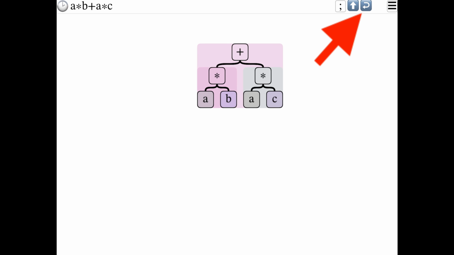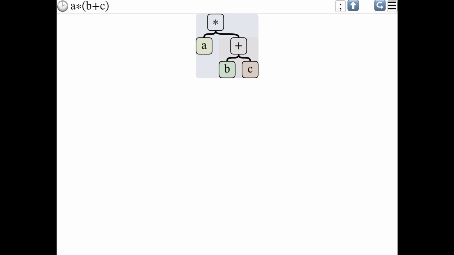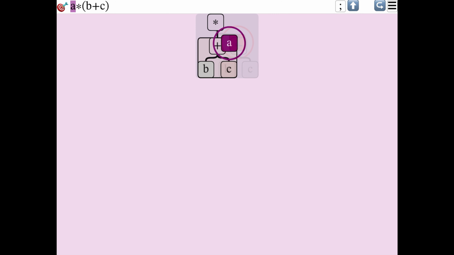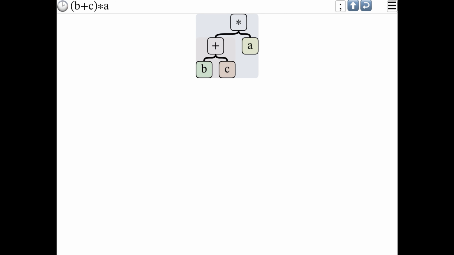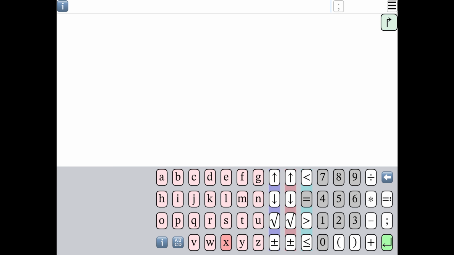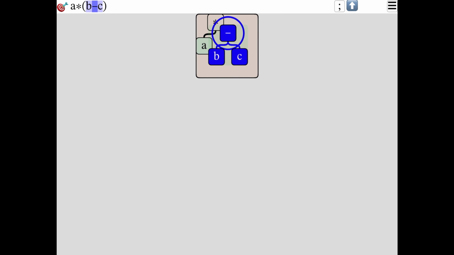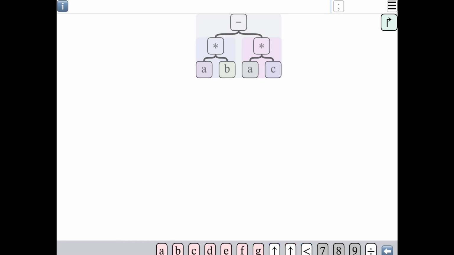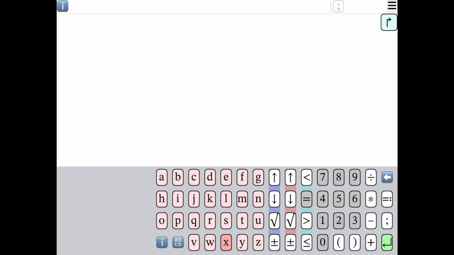Now, let's back up. Because of the commutative property, this also has to work if the multiplication is on the other side. The distributive property also works for multiplication over subtraction. So now we've seen multiplication over addition and multiplication over subtraction.